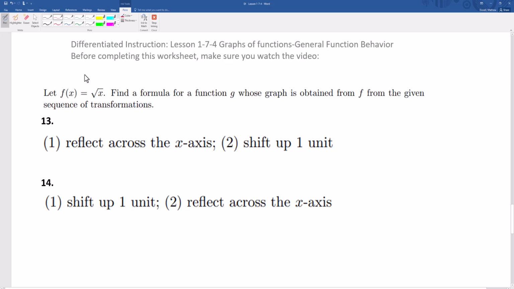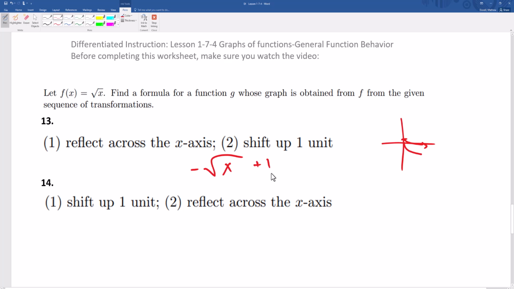It says reflect across the x-axis and shift up 2 spaces. So let's kind of visualize it. So reflect and then up 1 unit. Okay, so that's the square root of x plus 1.